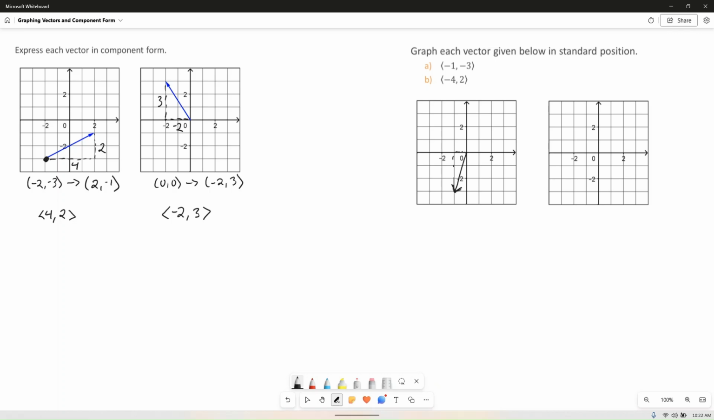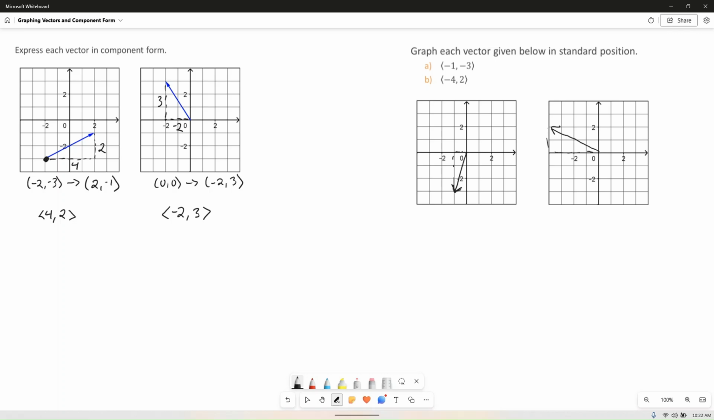All right, one more example here. We have the vector -4, 2. So that means we're going to start at the origin. We are going to go 4 units to the left and then 2 units up. So we're going to start at the origin and we're going to extend to the coordinate -4, 2.